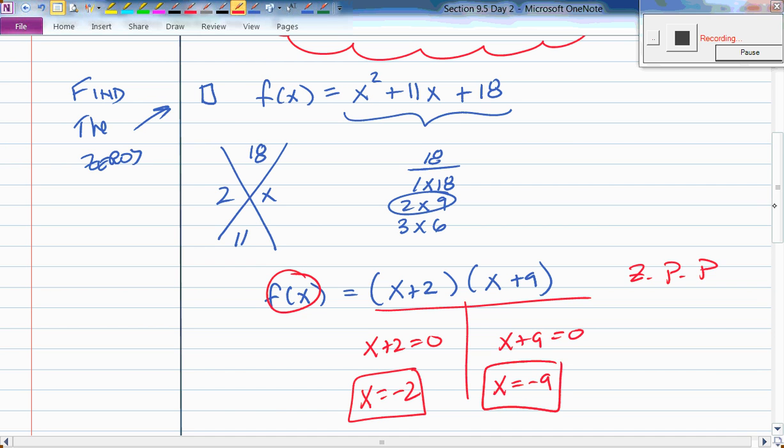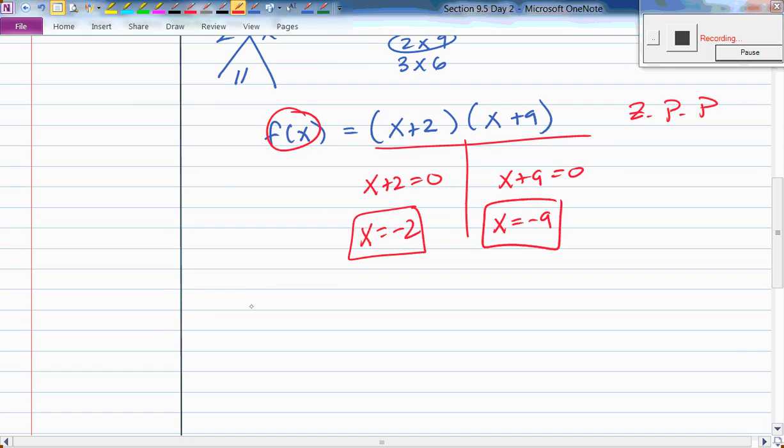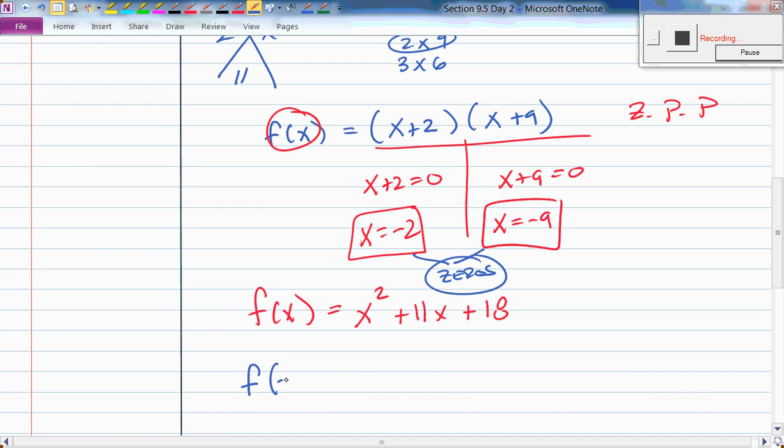So, what's the significance of these? Let me show you. If we write down the original problem, f of x is equal to x squared plus 11x plus 18. And what two answers did we find? These are what we call the zeros. And the reason they're called zeros is because if we evaluate f of negative 2 in our equation, we're going to get a 0 out of this thing.